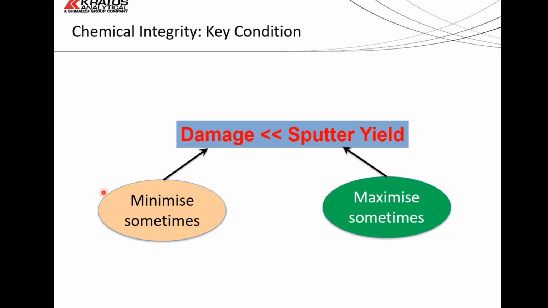So you can, in principle, damage everything, but as long as you're then removing that damaged material, that's absolutely fine. So sometimes it's hard to know which side of this inequality we have to work on. Sometimes we have to minimize our damage, and sometimes we have to maximize our sputter yield to get the best results.